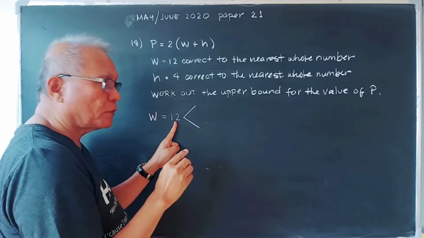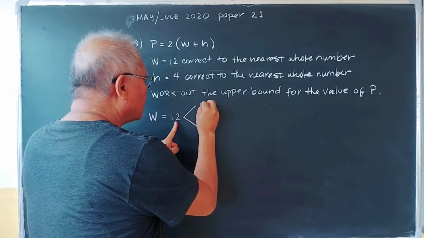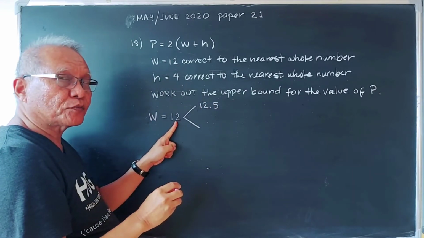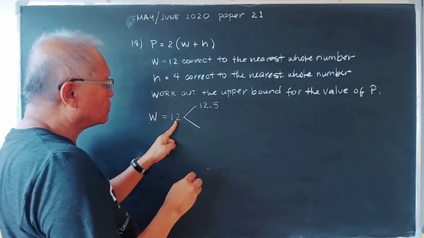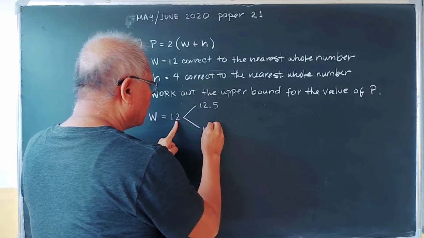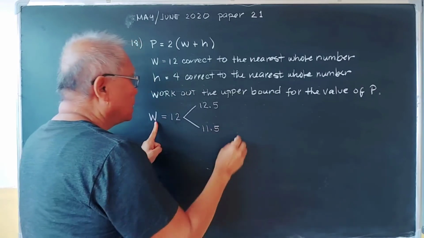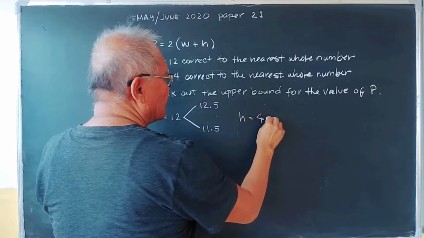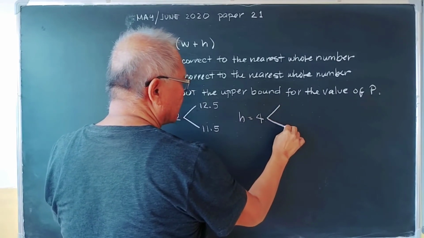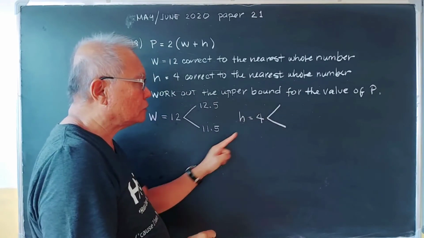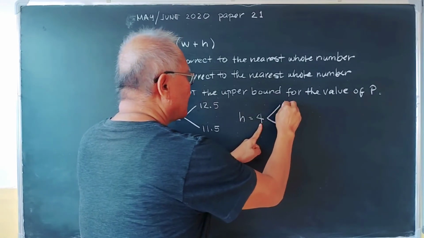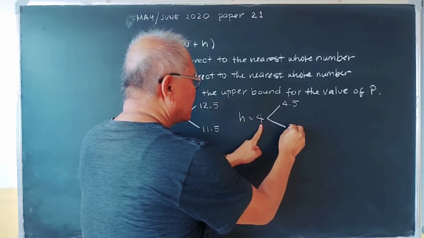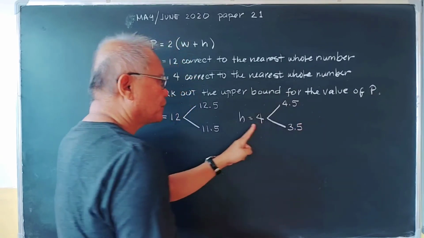We will add 0.5 to 12. So 12 plus 0.5, the upper bound is 12.5. The lower bound is, we subtract the 0.5 from 12. So 12 minus 0.5 is 11.5. Okay. Let's have the height. The height is 4. For the upper bound, we will add 0.5, so the upper bound is 4.5 and the lower bound is 3.5, which is 4 minus 0.5.